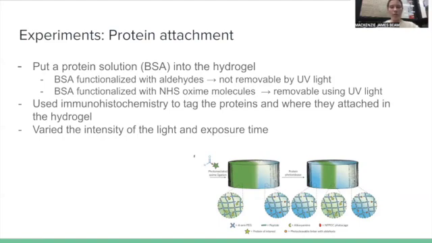They used immunohistochemistry to tag the proteins and see where they attached or detached within the hydrogel, and they varied the intensity of the light and exposure time with the removable proteins, which was found to be correlated with the amount of protein attached to the hydrogel. Through this, they established that they can control the attachment of full-length proteins as well as the removal of the proteins by varying the intensity and the exposure time of UV light.